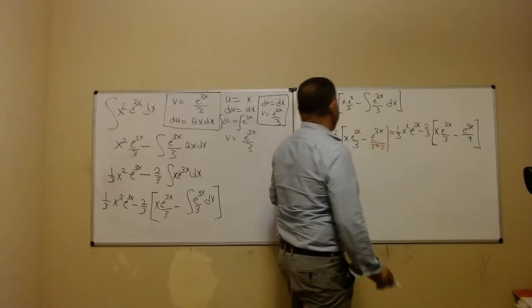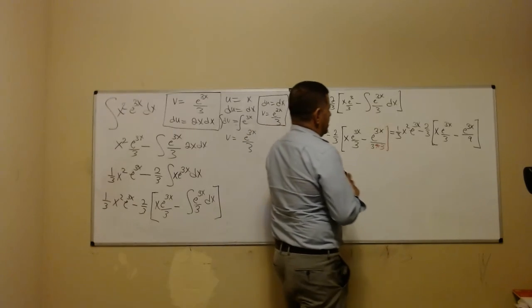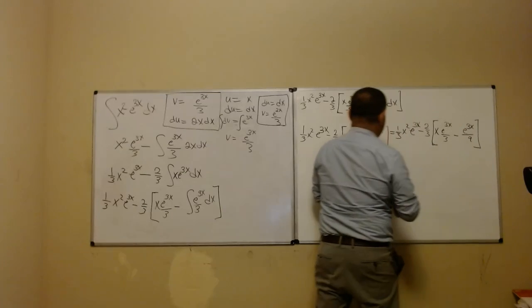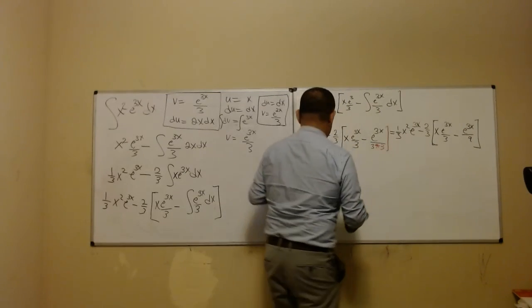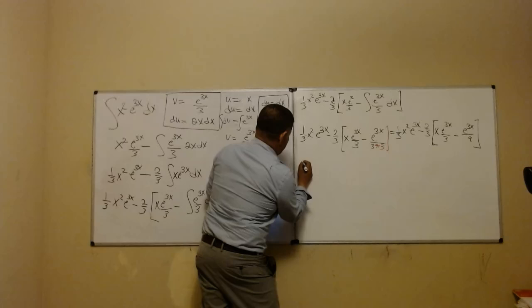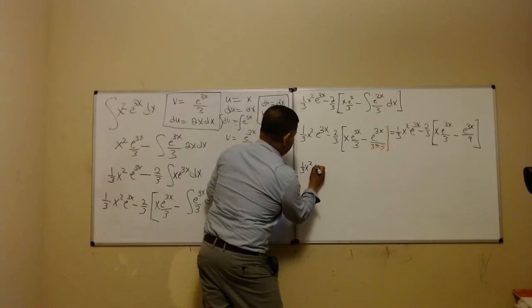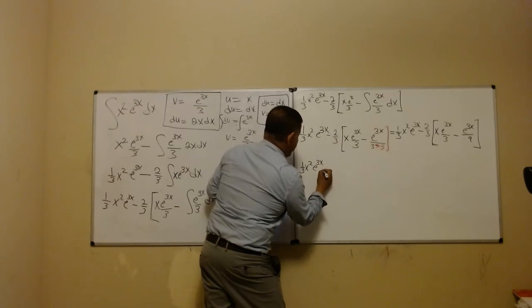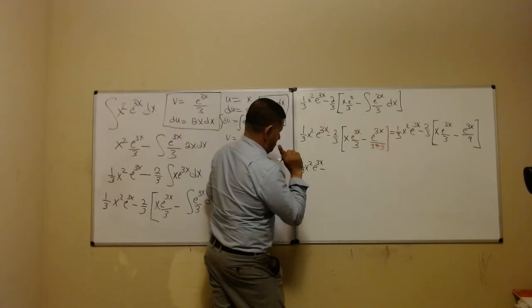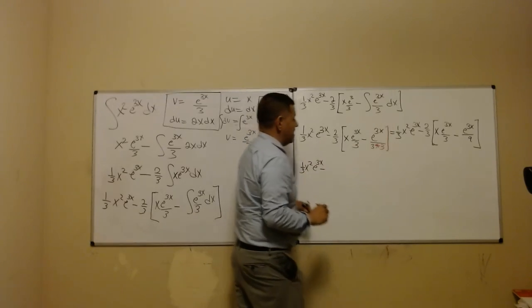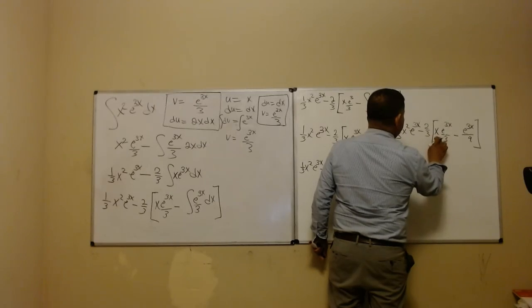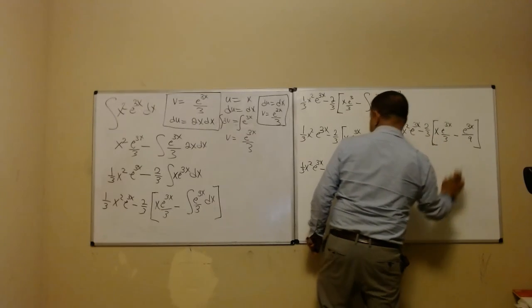Okay, so now I need to do one more step, right? I need to distribute this across here, right? So this is equal to what? This is equal to 1/3 x squared e to the 3x minus. See, I gotta distribute that, right? So this is going to be negative and this is going to be a positive, correct?